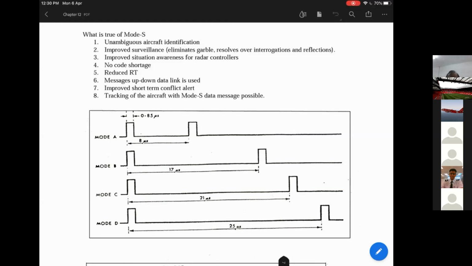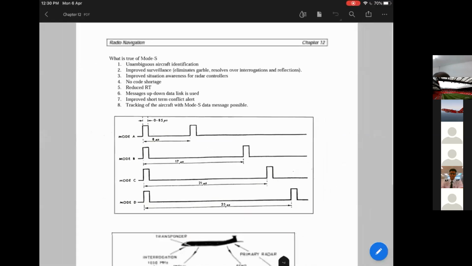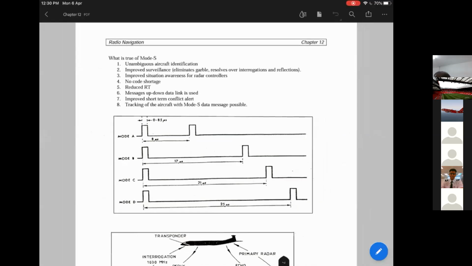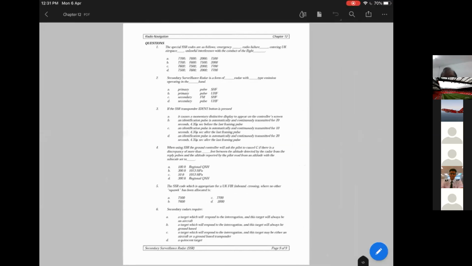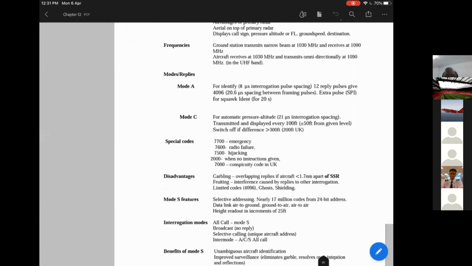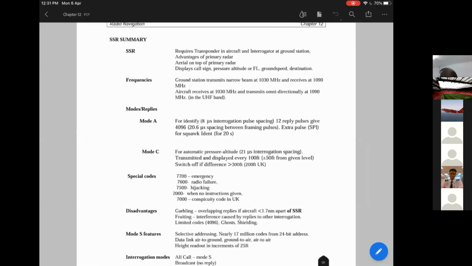That's all as far as surveillance radar is concerned. I would just like to go through the question answers, please. First, just go through the summary. I would like the class to go to the summary, everybody. And in case you have any questions to ask on SSR, I will try and answer them. Otherwise, we will just go for the question answers.